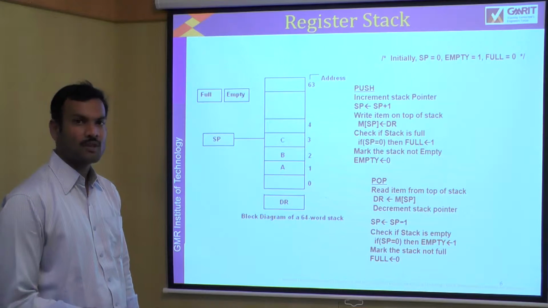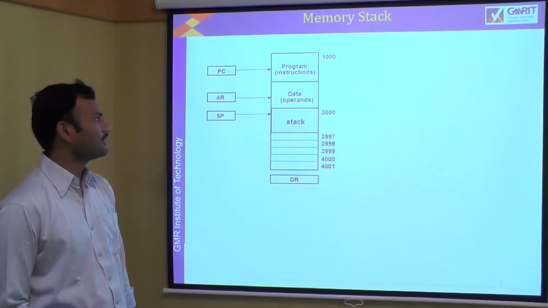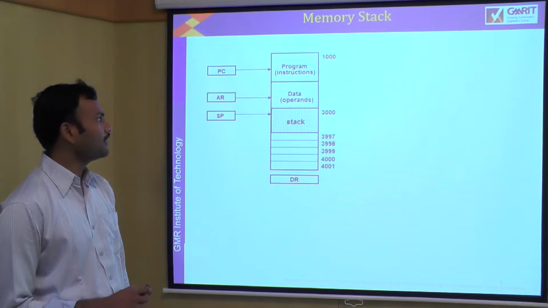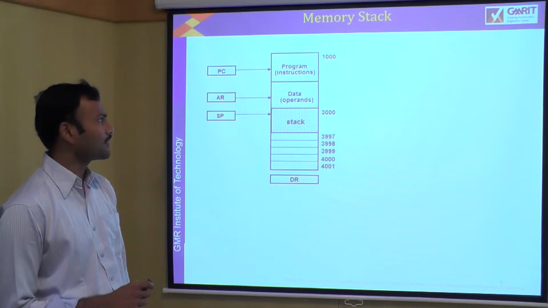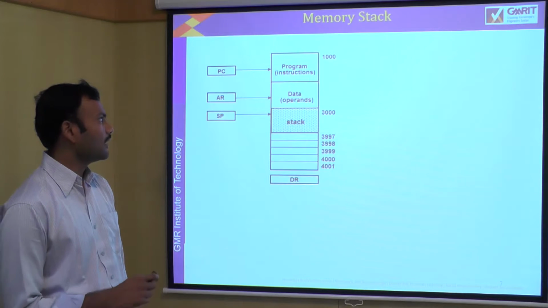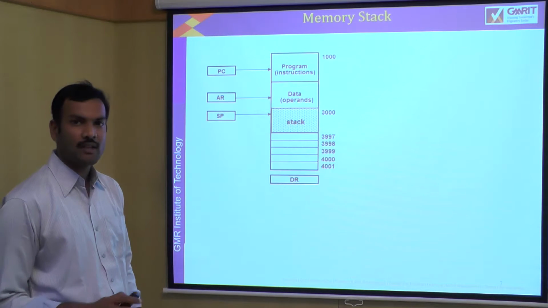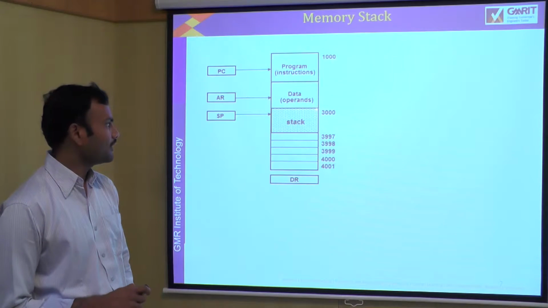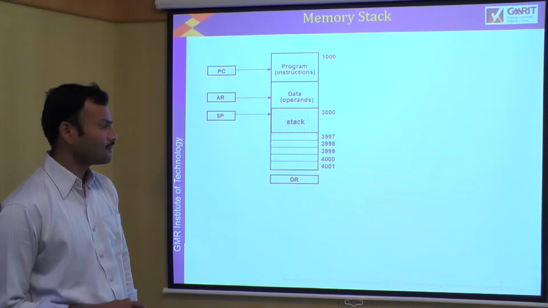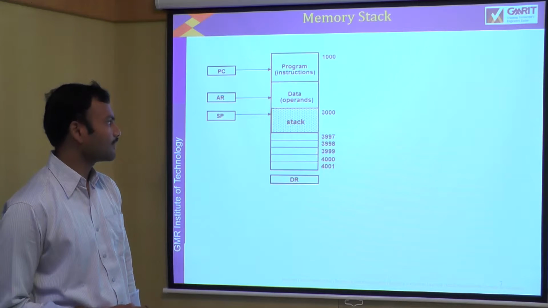The other way of implementation of stack is by using memory, and here this is the memory. So generally memory will be consisting of a set of instructions and a data. So it is partitioned into two parts, and this is the entire memory, and this consists of 4000 memory locations. And for the implementation of the stack, we are taking some part of the memory, and here we are taking that part from 3000 to the 4001 for stack.